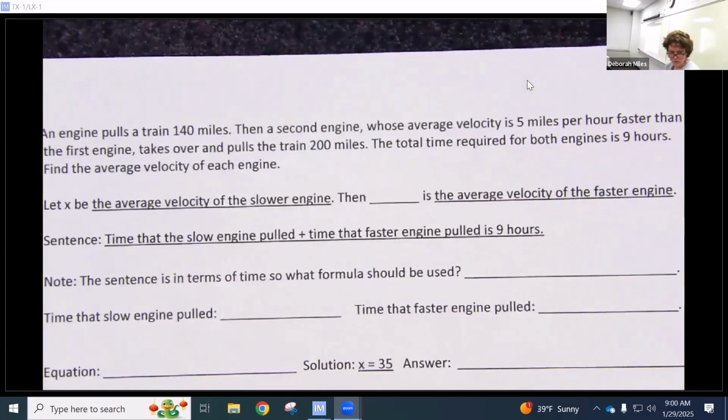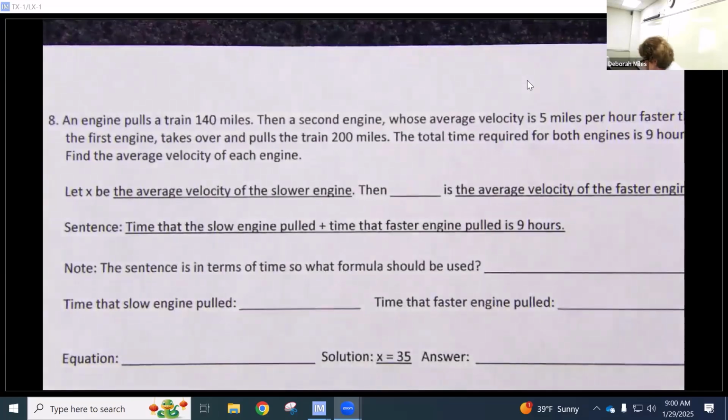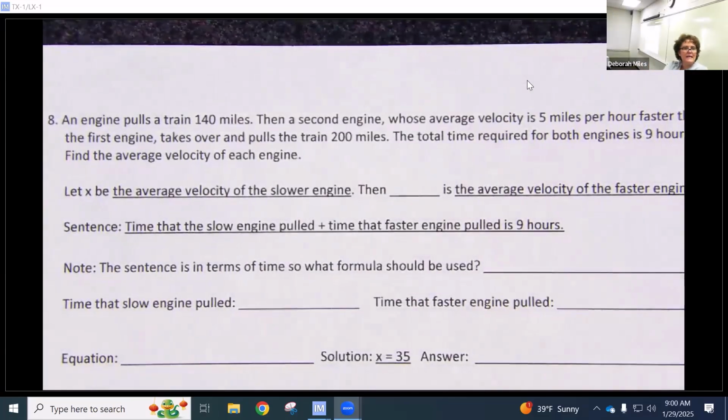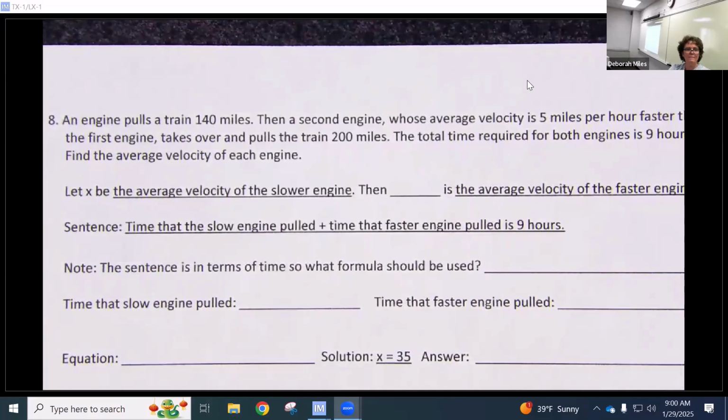Use some words. All right, number 8. An engine pulls a train 140 miles. Got an engine chugging down the railroad track for 140 miles. Then a second engine, whose average velocity is 5 miles an hour faster than the first engine, takes over and pulls the train 200 miles. The total time required for both engines is 9 hours. Find the average velocity of each engine.